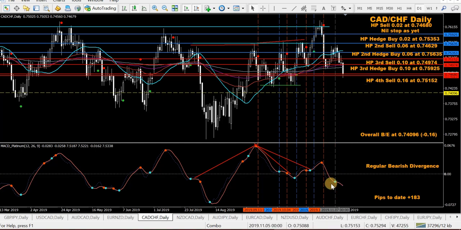Again, a grey line signifying there's a blue dot on the MACD Platinum below the zero level. Remember with the MACD Platinum, if it is below the zero level, I'm looking to buy. If it's above the zero, I'm looking to sell. Like I always say, and have a look at this pair.